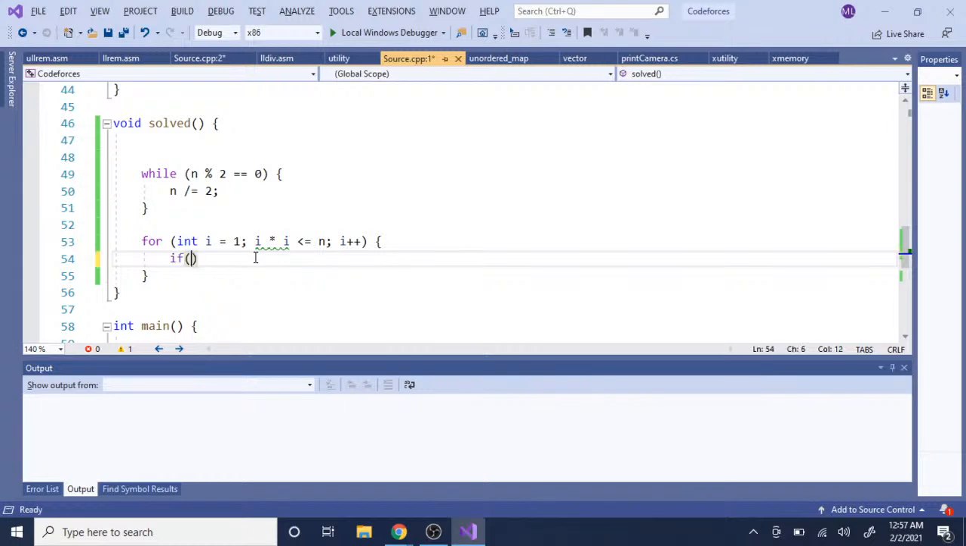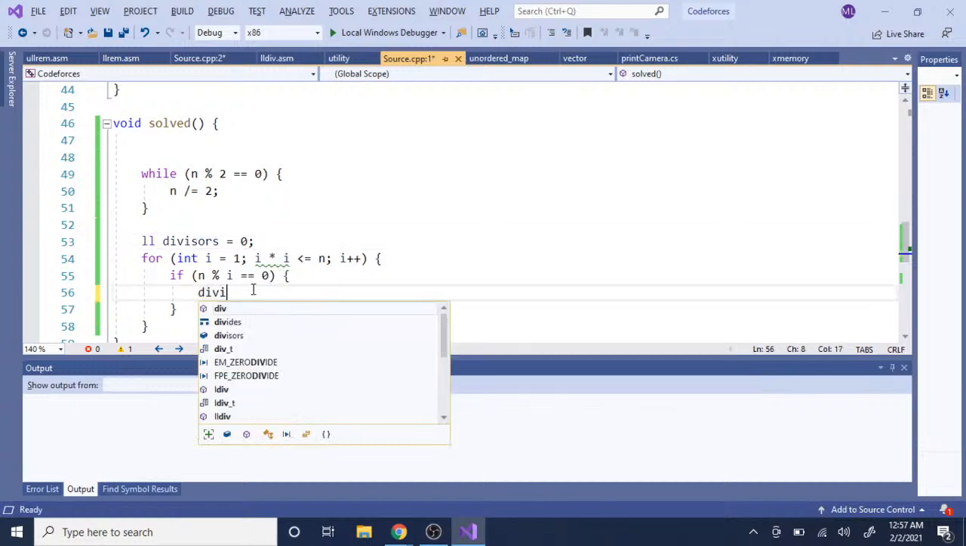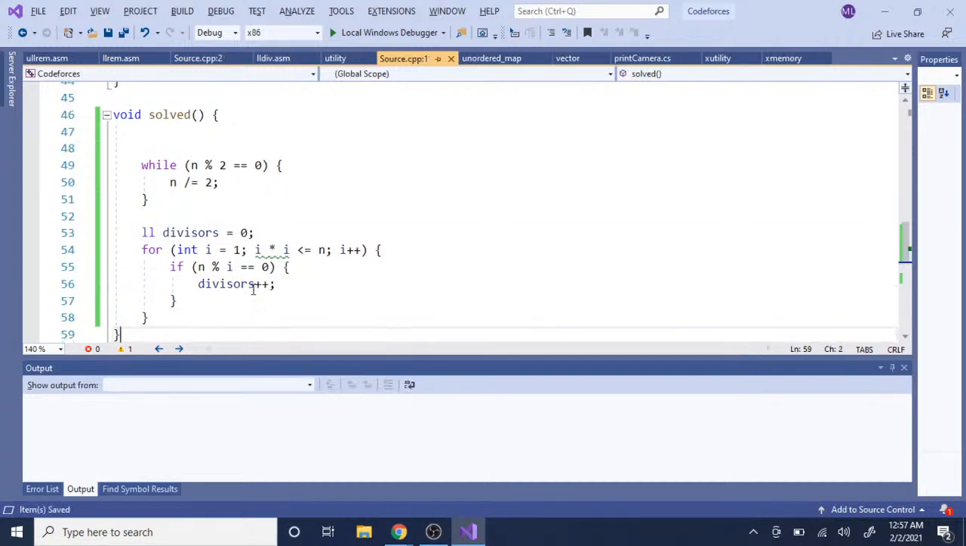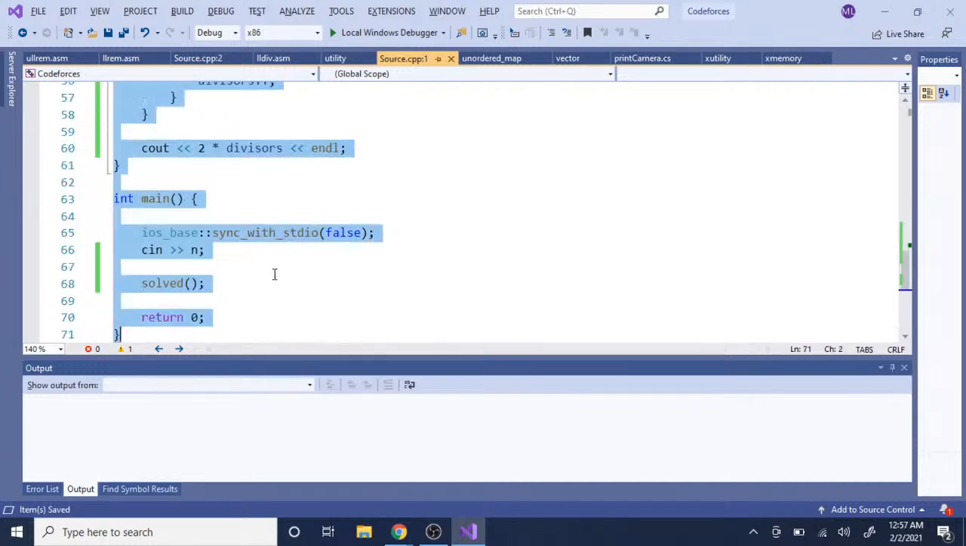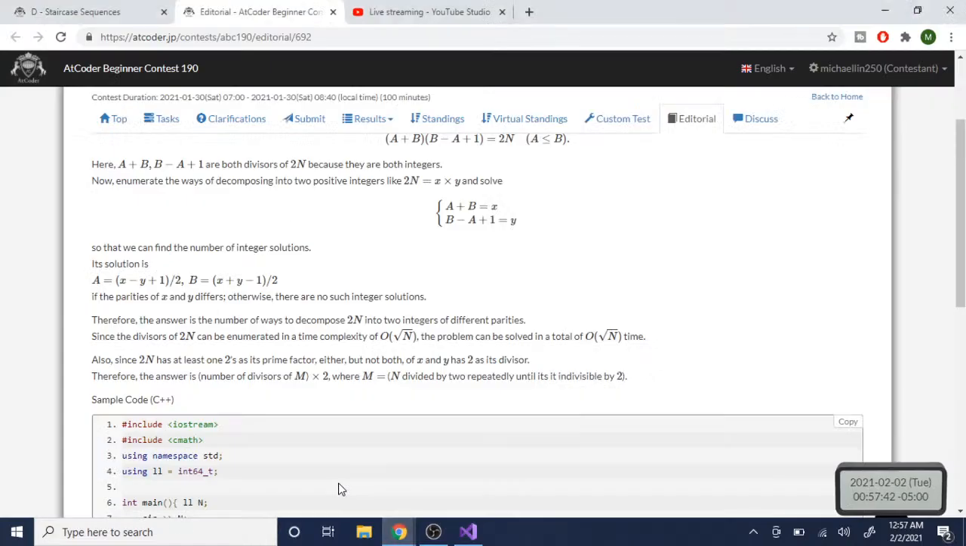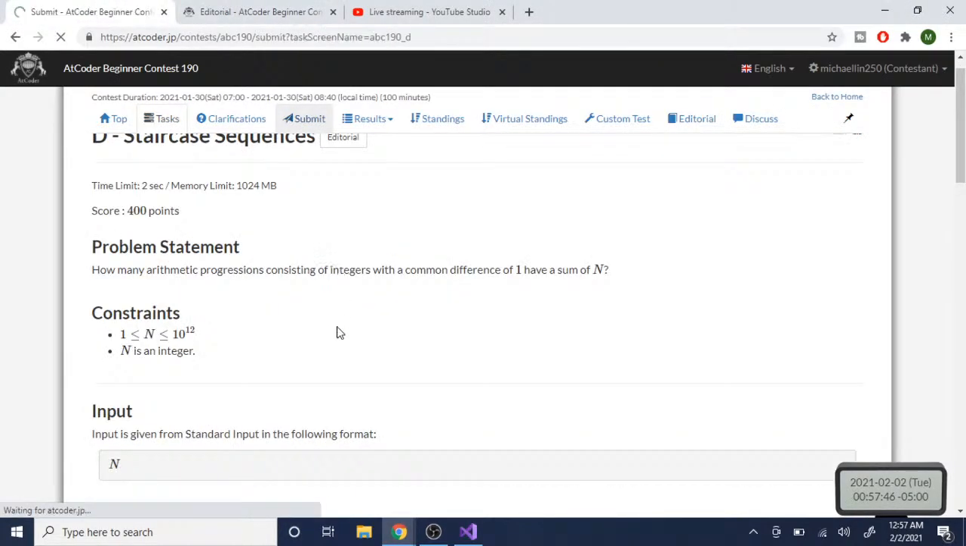So if n mod I is equal to 0, divisors plus plus. Can I just do that? And here I just print out 2 times divisors. I don't know if this is right or not, but let's try.